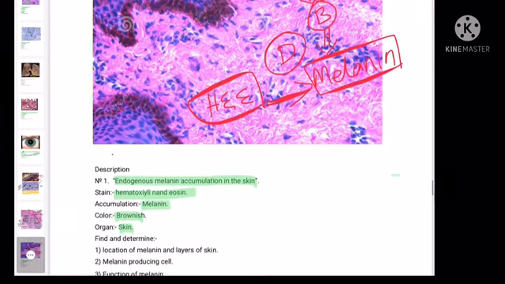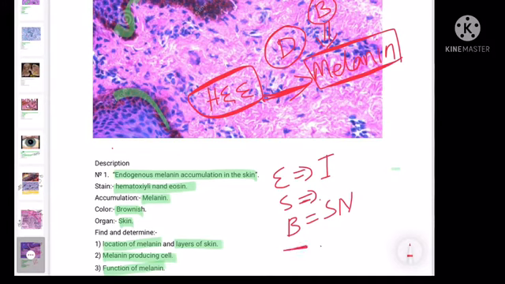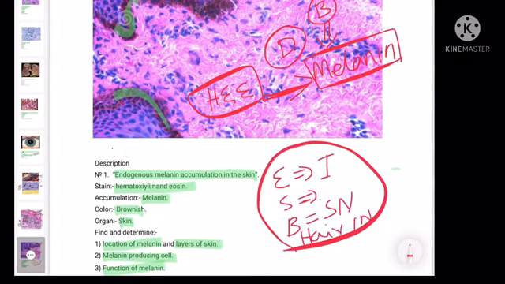But you also need to remember where else it accumulates. The location of melanin in the layers of skin, I already showed you. This is the location. The melanin-producing cells are the melanocytes, and the function of melanin is to give pigmentation to your skin, the iris of the eye, and the brain, the substantia nigra. All these are the areas. Nails also, it gives pigmentation.